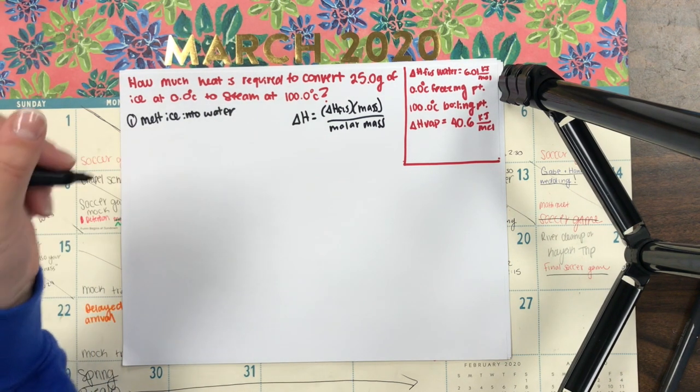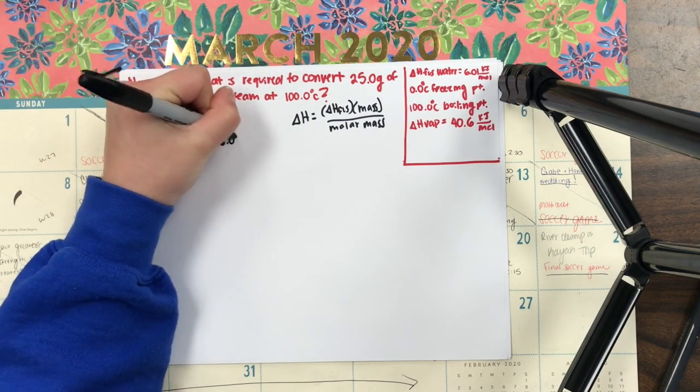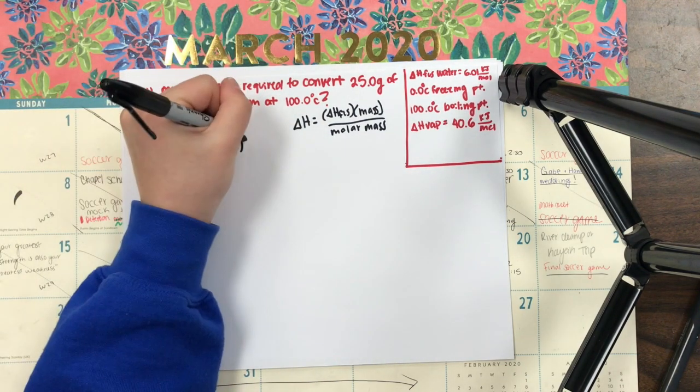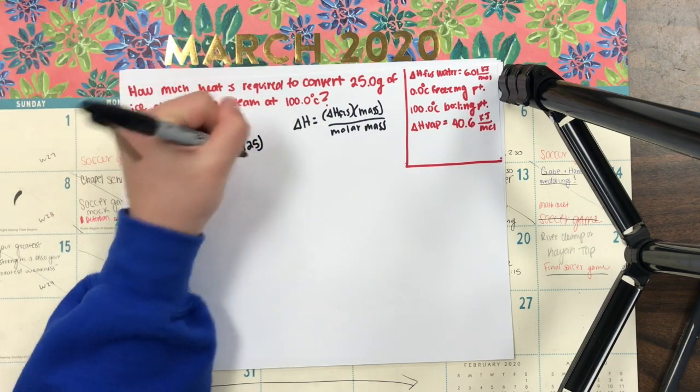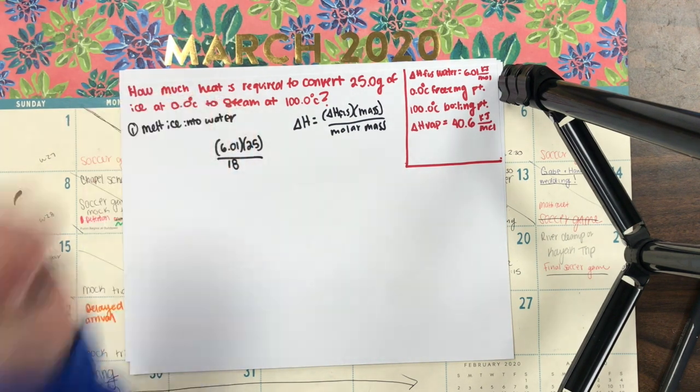So I'm going to go ahead and plug what I have into this equation. Delta heat of fusion is 6.01 kilojoules per mole. My mass for this is 25 grams. That's given to me in the problem. And I'm going to put it over the molar mass. Molar mass of what, you might ask? Molar mass of water. So if I add the weight of 2 hydrogens to the weight of 1 oxygen, I get 18 grams per mole.